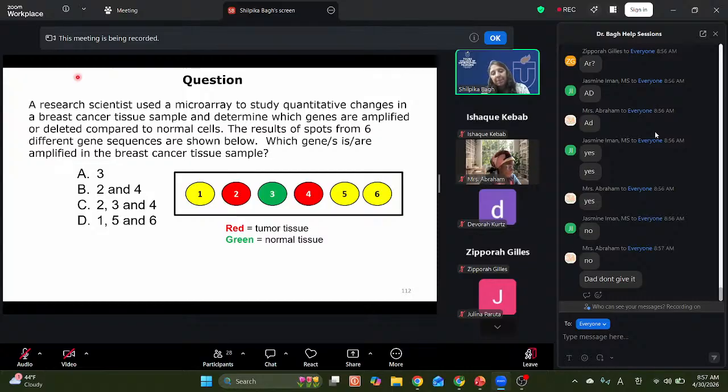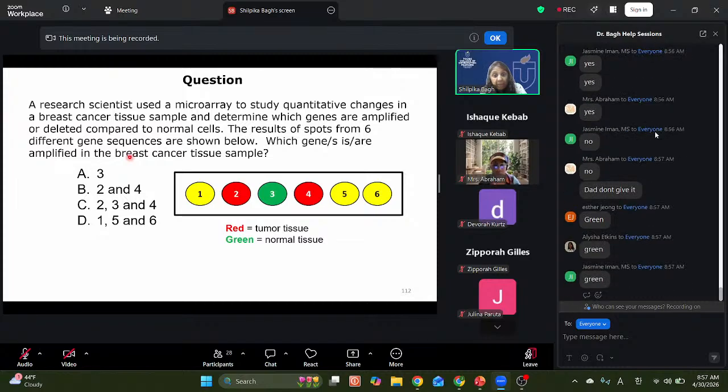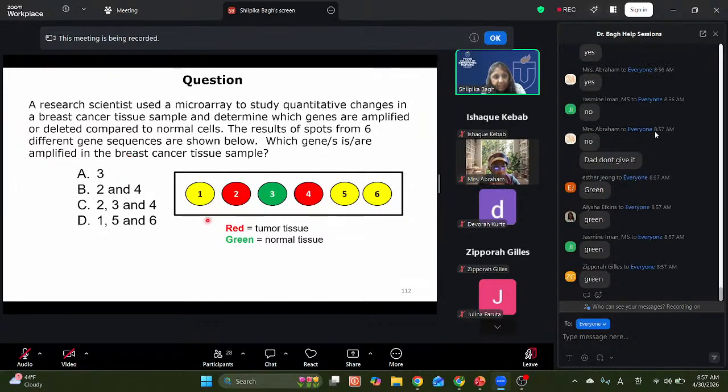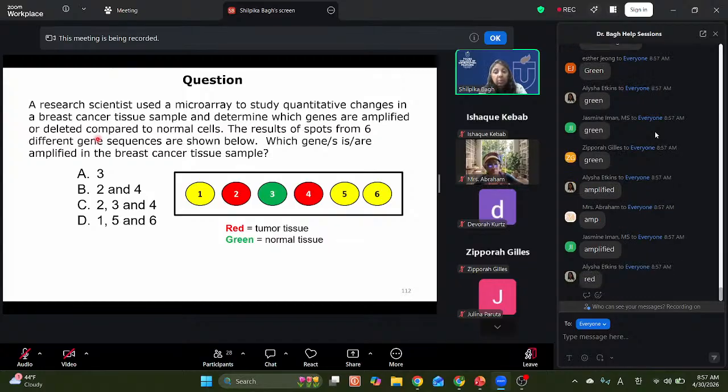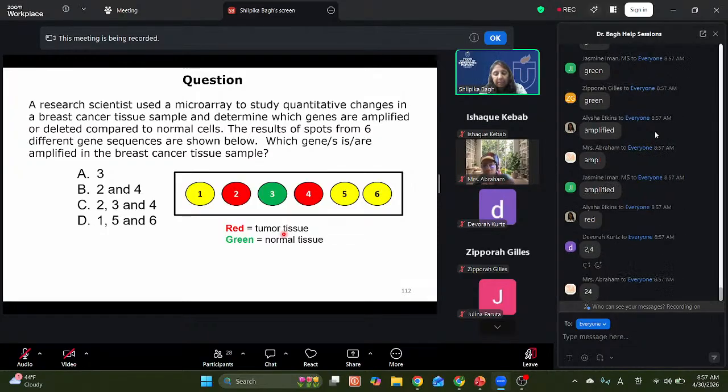Microarray: there is a DNA microarray, there is a cDNA microarray. Simply, what is the color of the control here? Green. And what are they asking? Deleted or amplified? Amplified. What is your answer? First the color of the control, then amplified. What is the number? 2 and 4. Absolutely wonderful.